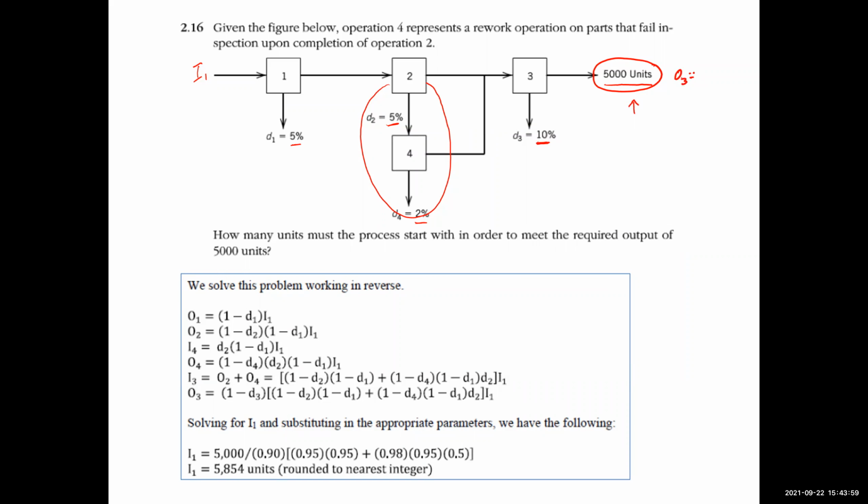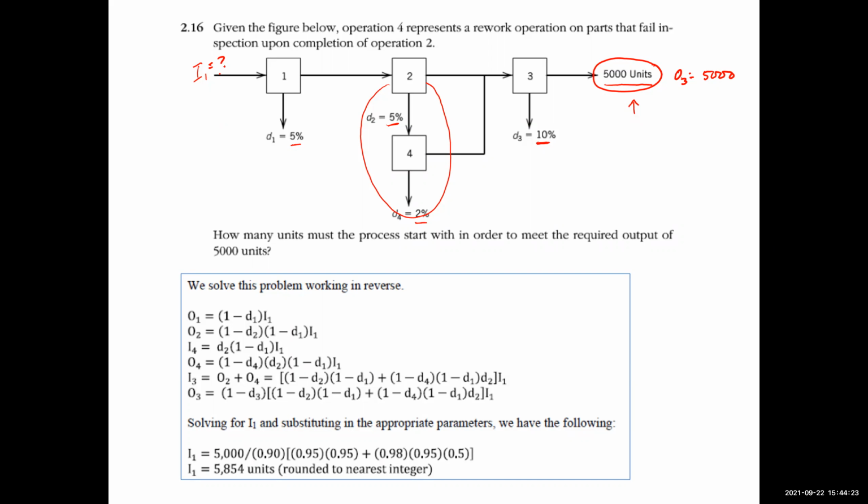Okay, so we want to find I1. I don't know I1. And the only information that I have available is D1, D2, D3, and D4, and also O3. So the idea is I will build an expression that only uses these parameters, and at the end, I obtain I1.